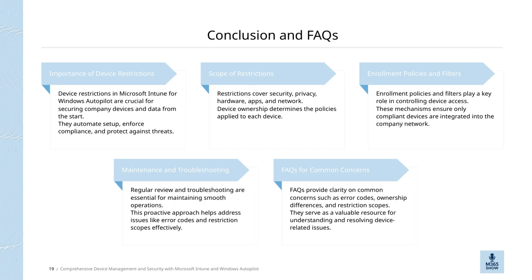Finally, the scope of device restrictions in Microsoft Intune for Windows Autopilot is fundamental. They help secure company devices from the moment they're set up, automating setup processes, enforcing compliance, and safeguarding against threats. All these elements work together to provide comprehensive device management and security, aligning perfectly with our overall goal of maintaining a secure, efficient, and productive device environment.